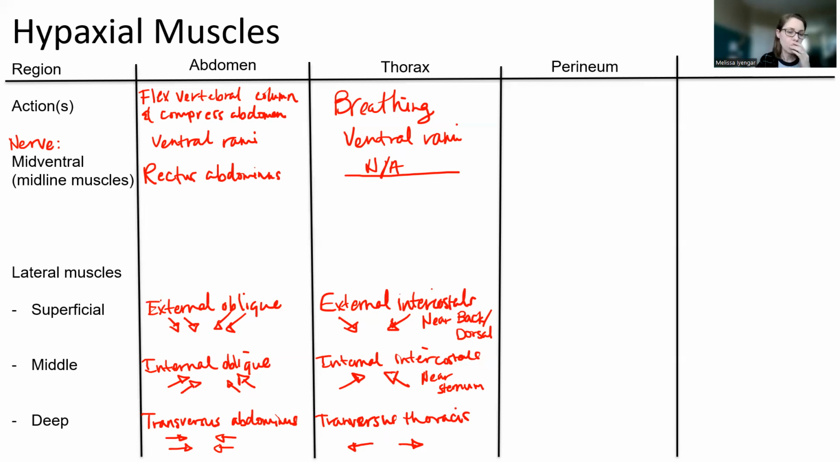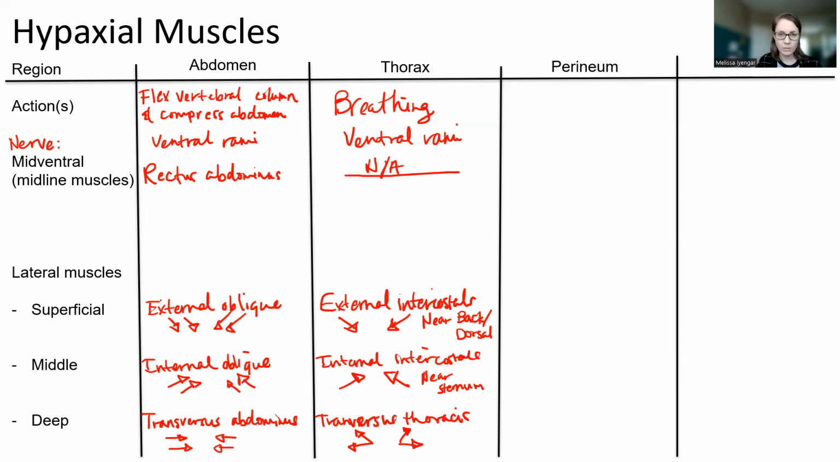So one difference between the abdomen and the thorax is that the abdominal layers of lateral hypaxial muscles completely cover each other, whereas in the thorax, there are open spaces where those muscles don't completely overlap one another. That's true for transversus thoracis, which will only be on the inside. And sometimes it looks like it has its muscles flaring upward because it's going to the ribs. So hopefully that's pretty simple and straightforward.